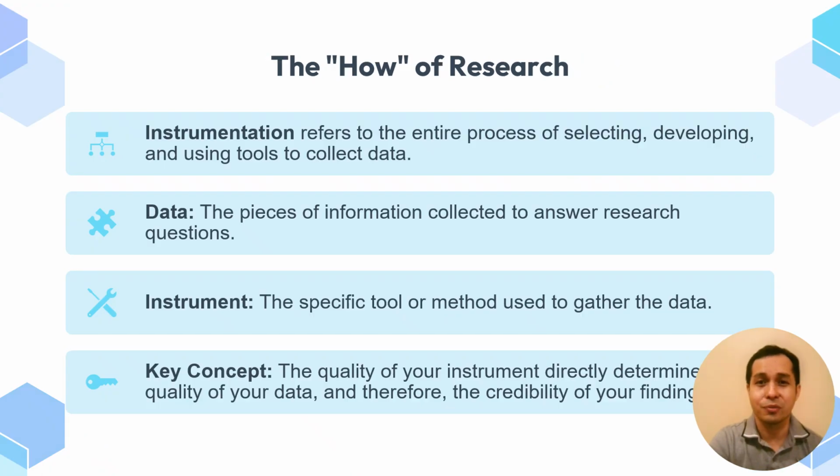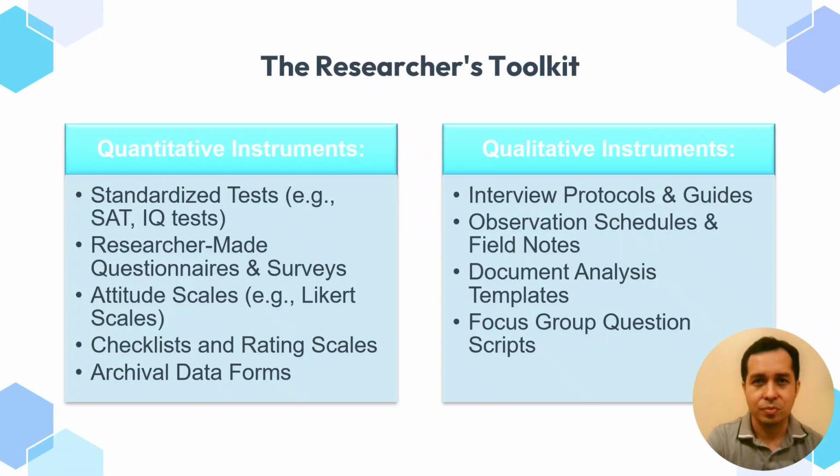The house of research. Instrumentation refers to the entire process of selecting, developing, and using tools to collect data. Data is a piece of information collected to answer research questions. Instrument, the specific tool or method used to gather the data. And key concept: the quality of your instrument directly determines the quality of your data, and therefore the credibility of your findings.